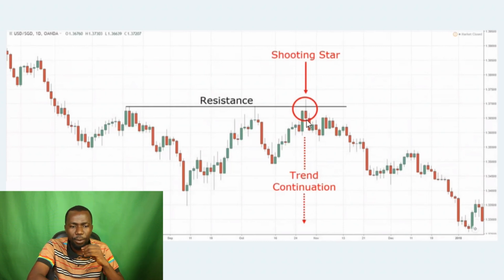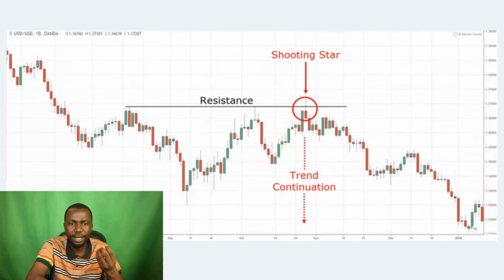So what you do, you simply wait for the close of this candlestick for you to place your sell trade. Once this candlestick closed, you simply place your sell trade below, and your stop loss should be above the resistance level, right? Then you can ride this massive trend. Do you see how it happens, right?